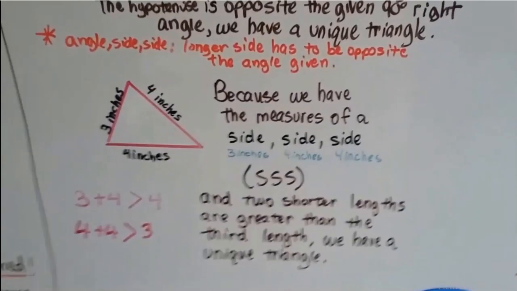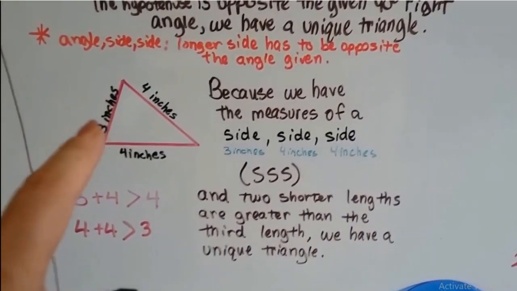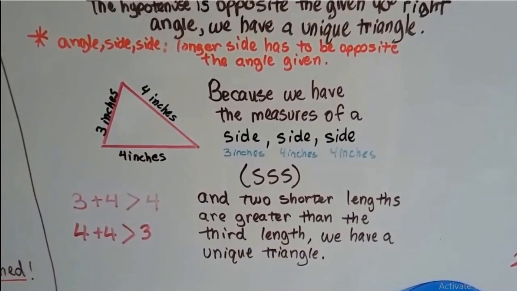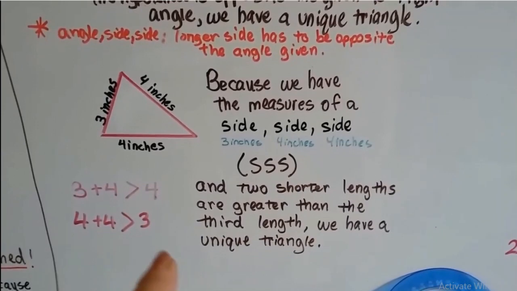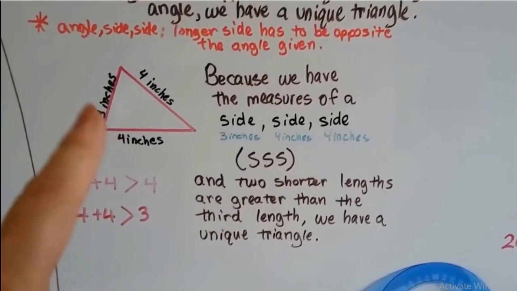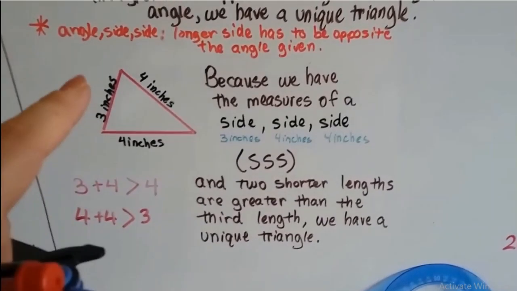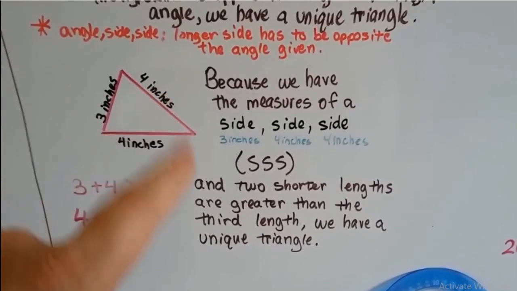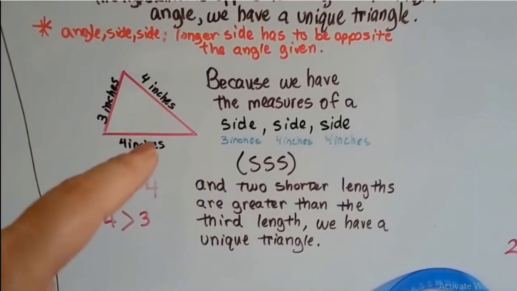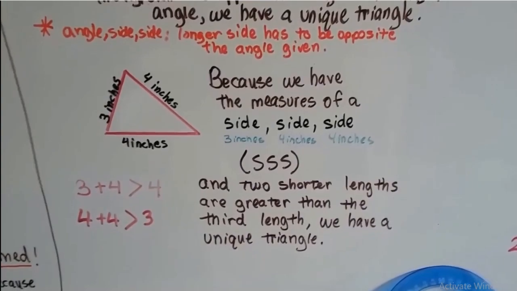Okay, because we have the measures of a side, side, side in this one, 3 inches, 4 inches, 4 inches, SSS is what it's called, for side, side, side. And the two shorter lengths are greater than the third length, so we have a unique triangle. Whether we add 3 and 4 and get 7, it's still greater than this 4-inch one. And if we add 4 inches and 4 inches, it's still greater than the 3 inches. So that's a unique triangle.